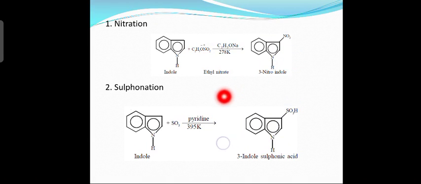Next is sulfonation. Sulfonation is done with sulfur trioxide in the presence of pyridine catalyst, heated to 395 Kelvin. So sulfur trioxide is passed through indole in the presence of pyridine catalyst heated to this temperature. We get indole-3-sulfonic acid. At the third place, the sulfonic acid group is introduced into the ring. So the product formed is indole-3-sulfonic acid.